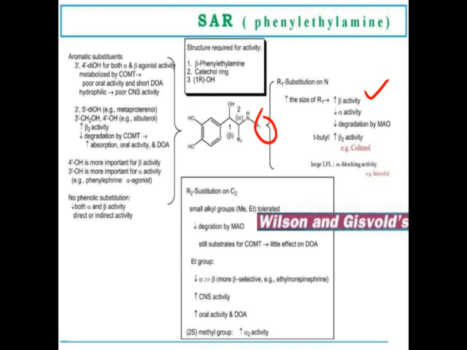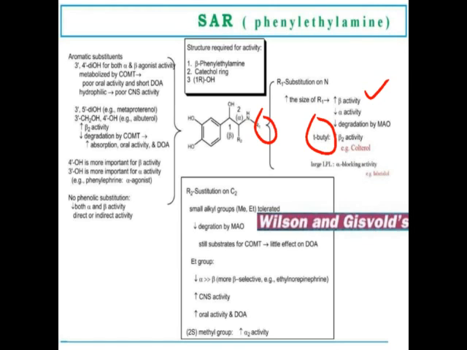Another benefit of increasing the size of R1 is that it decreases the degradation by monoamine oxidase. It is difficult for the enzyme monoamine oxidase to cause oxidation of this part. So if we increase the size of R1, it increases the beta activity and decreases the alpha activity. If methyl is there, it shows alpha activity, but if ethyl, propyl, butyl, it shows beta activity. And if a tertiary butyl group is there in R1, then it shows beta 2 activity, or it is selective for the beta 2 receptor.